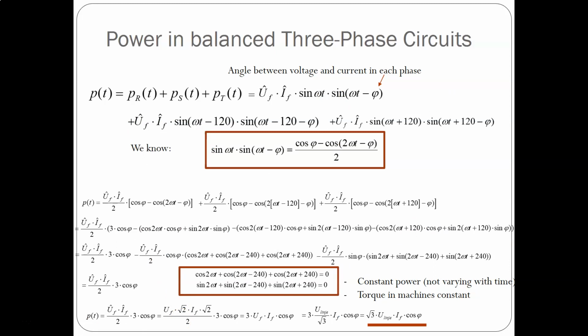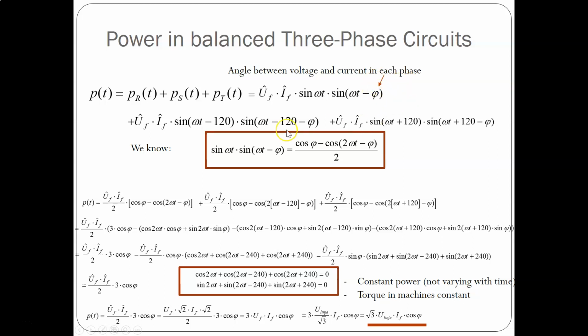Now let's look at the power in balanced three-phase circuits, and I still use the capital U and not the V. Also, the F here means phase. And also we're now using R, S, T to label each phase. So total power is of course the sum of phase R, phase S, and phase T. And then we introduce the voltage and current, and also the sine for both of them, voltage and current, and also this angle between voltage and current in each phase.